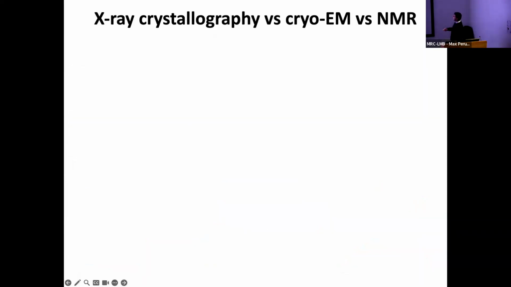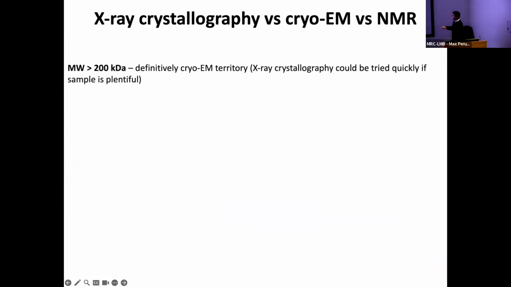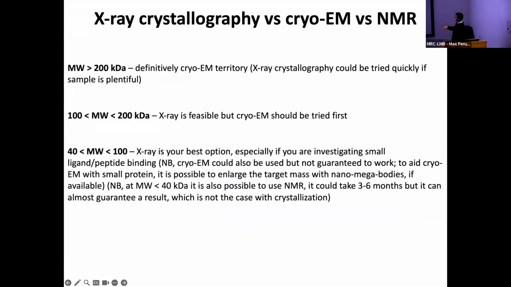So when to use cryo-EM, also the size limits of your structures. I'd say if your protein is bigger than 200 kilodaltons, definitely cryo-EM. If it's between 100 and 200, X-ray is feasible, but I think you should first try cryo-EM. Below 40 to 100, probably X-ray is your best option. If you can get an AlphaFold model, X-ray should be very quick to crystallize and solve.